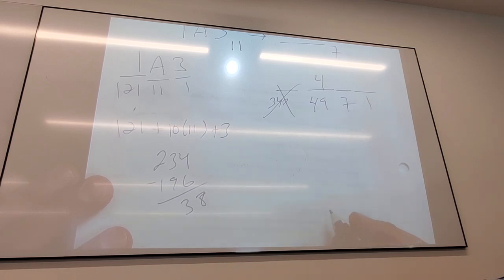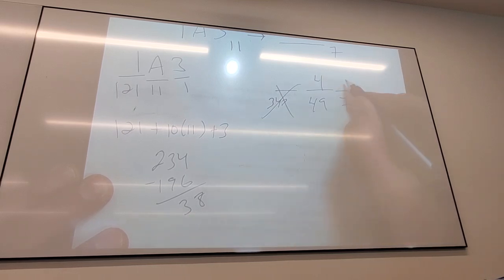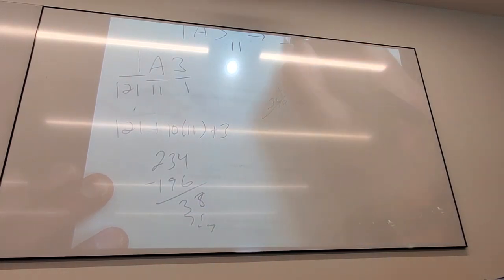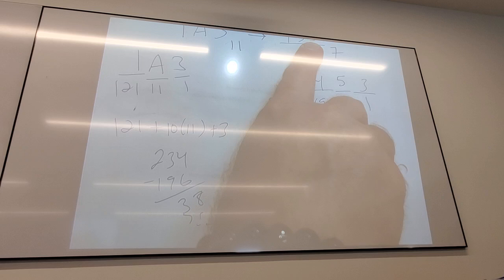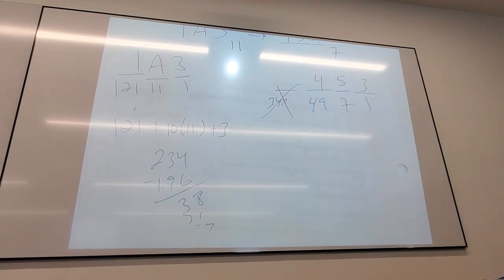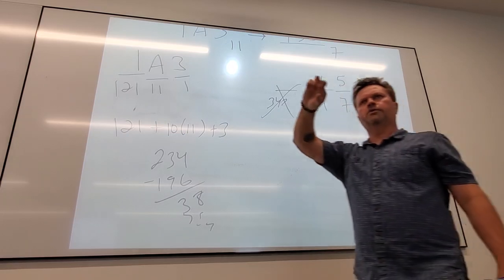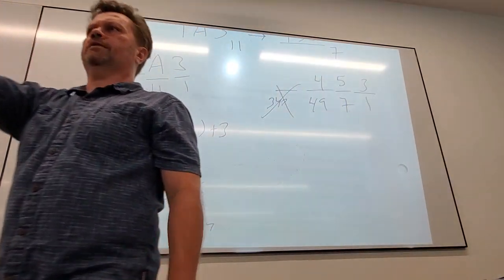Good job. How many 7s take care of 38? 5, and then I have 3 left. So 453. This will be 4, 5, 3, base 7. If you do a problem and you get base 7 and you have a 7 or above, you're wrong. You made a mistake. We all know the highest single digit in base 7 should be 6.